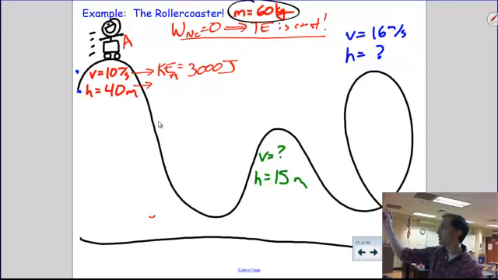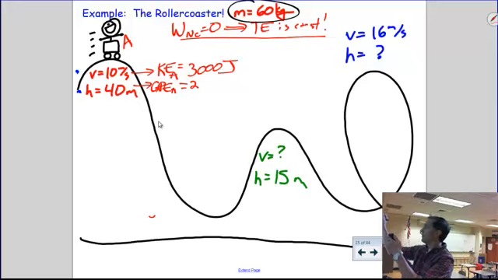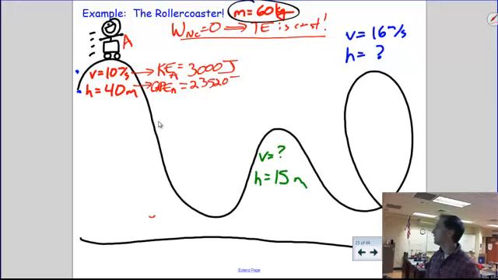Okay, and he's way up on top of a hill. That means that he's got gravitational potential energy here at point A. So let's see, 40 times 60 times 9.8. So we get 23,520 joules. All right? And so those are the only two types of energy he has at that point.